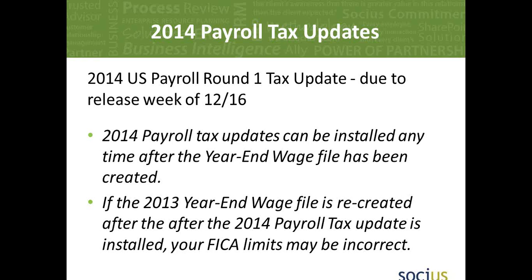If by chance your year-end wage file needs to be created after the 2014 payroll tax update has been installed, your FICA Social Security limits will probably be incorrect because they will go up this year. Currently in 2013, the Social Security limit is $113,700. When the 2014 tax updates are installed, that number will increase to $115,500, I believe is the limit.